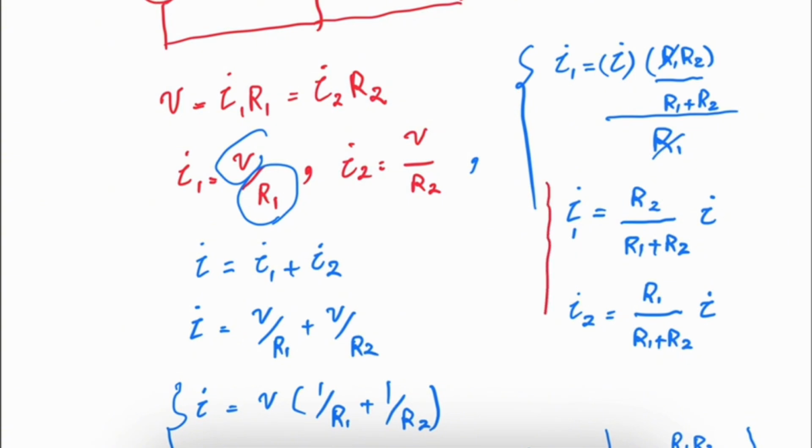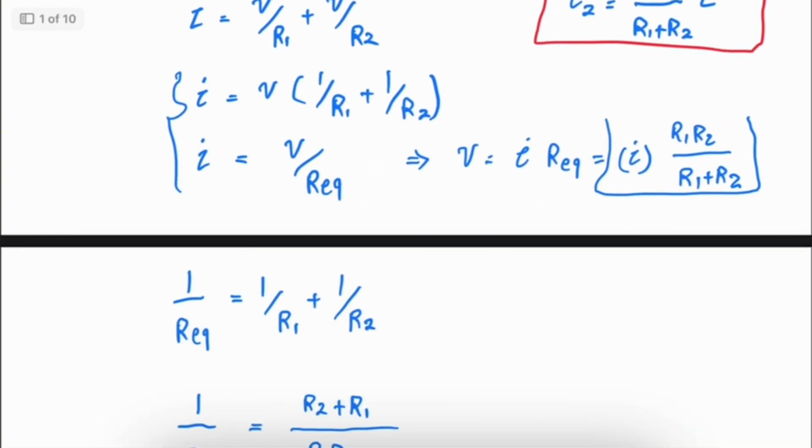These two are called the current division rule, which is extremely important to solve problems. The current through one resistor is proportional to the resistance of the other branch. The higher the resistance in one branch, the lower the current in that branch. Which is very useful.